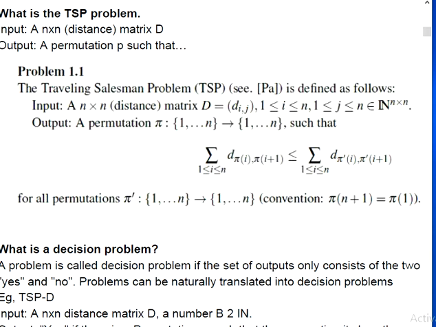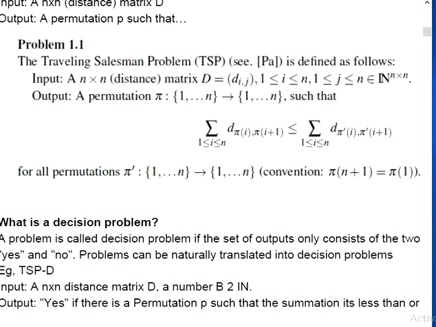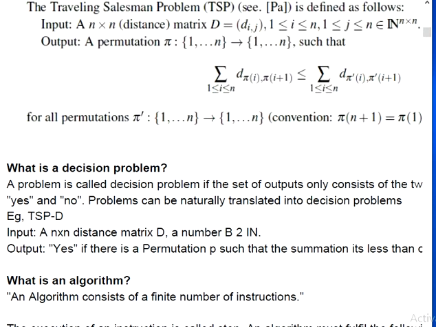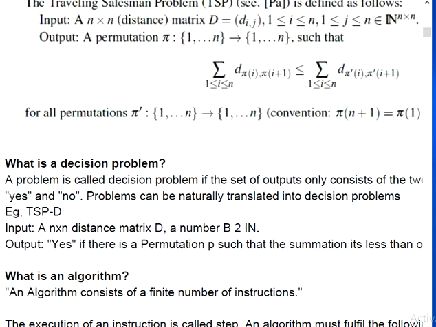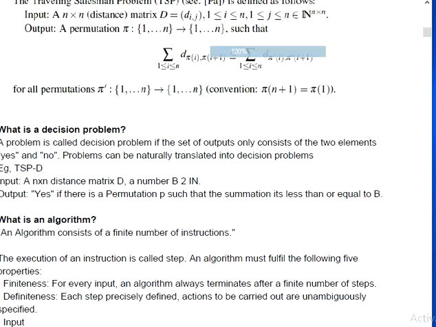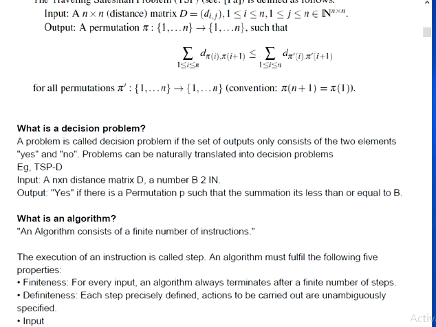And hence comes the point of TSPD. TSPD is a decision problem, the decision format of TSP, where the input will be an n by n distance matrix and also a boundary value B. In this case, the output will be yes if the sum of distances of a permutation pi is smaller than the boundary value, meaning there is such a path. Otherwise the output will be no.